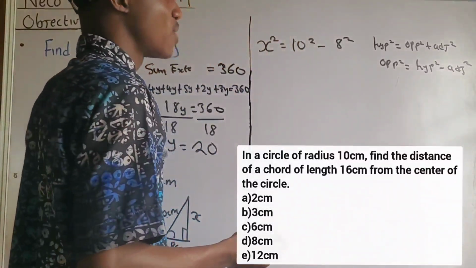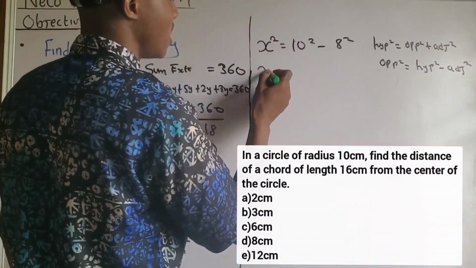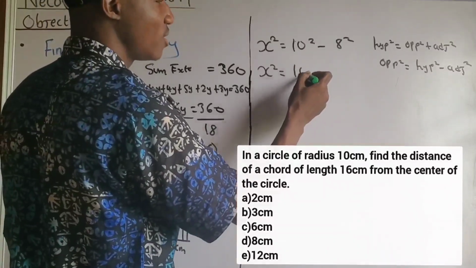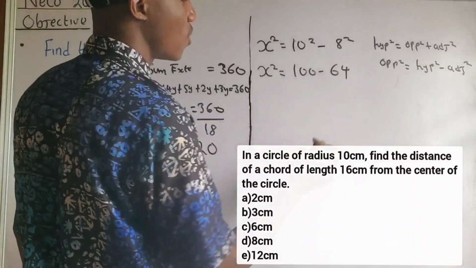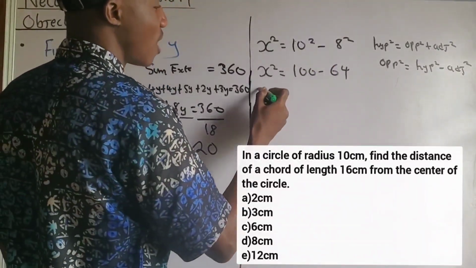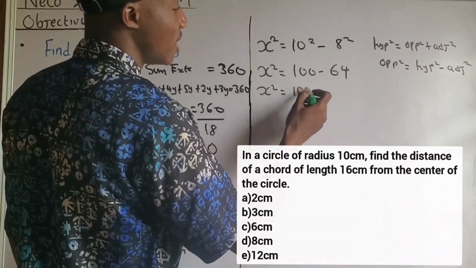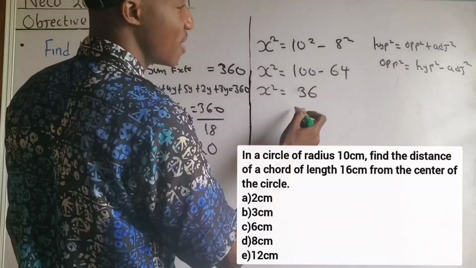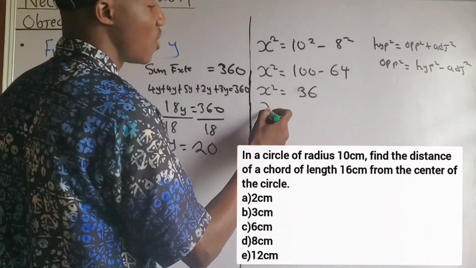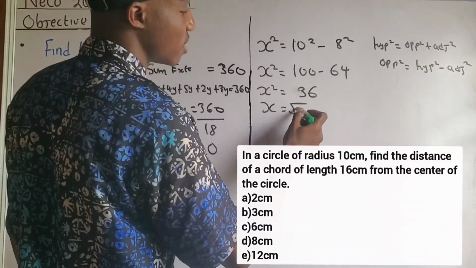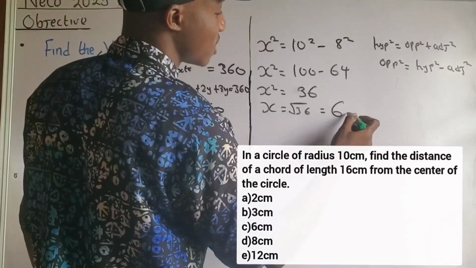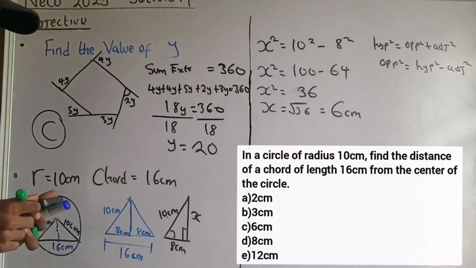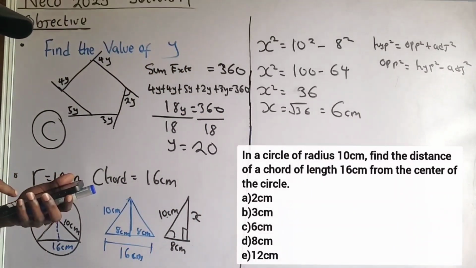So I just interchange this. x squared, which is the opposite, is equal to 10 squared, which is 100, minus 64. So x squared is equal to 100 minus 64, which is 36. So x is equal to the square root of 36, which equals 6 centimeters. So the distance of the chord from the center of the circle is 6 centimeters.